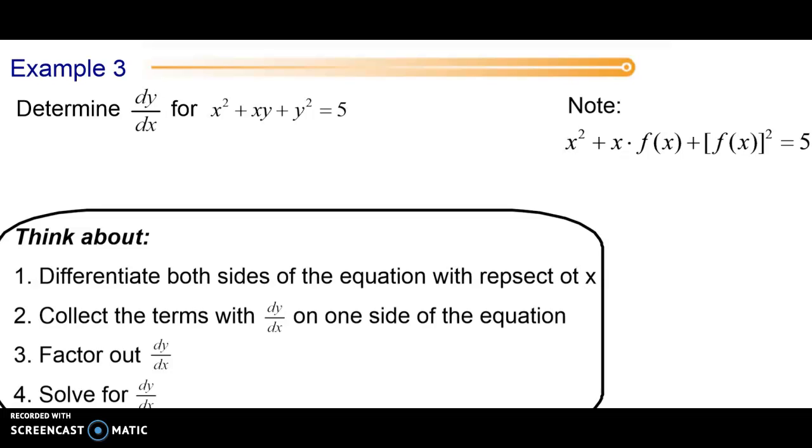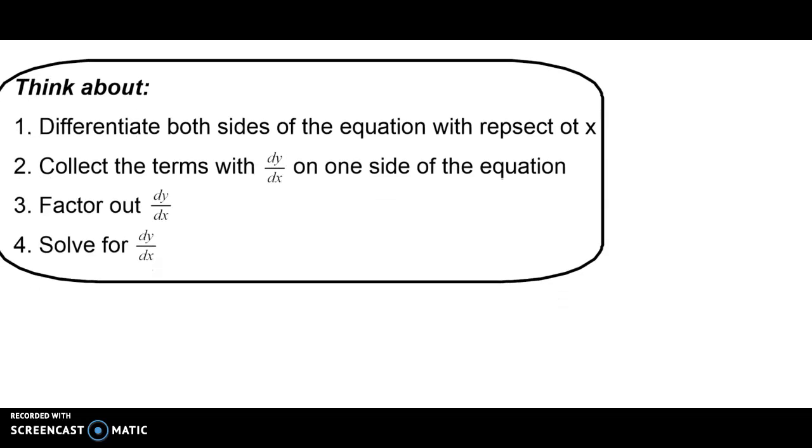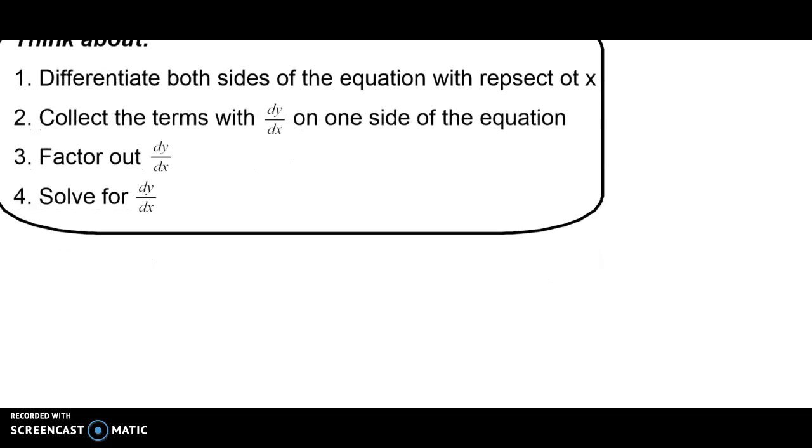This is example 3 in section 4.9. We want to determine the derivative of y with respect to x for this function. Basically, we're going to differentiate each side of the equation with two variables, x and y. So the first thing we're going to do is take a look at the procedure. We're going to try to collect the terms involving dy/dx, factor out that dy/dx, and then solve.